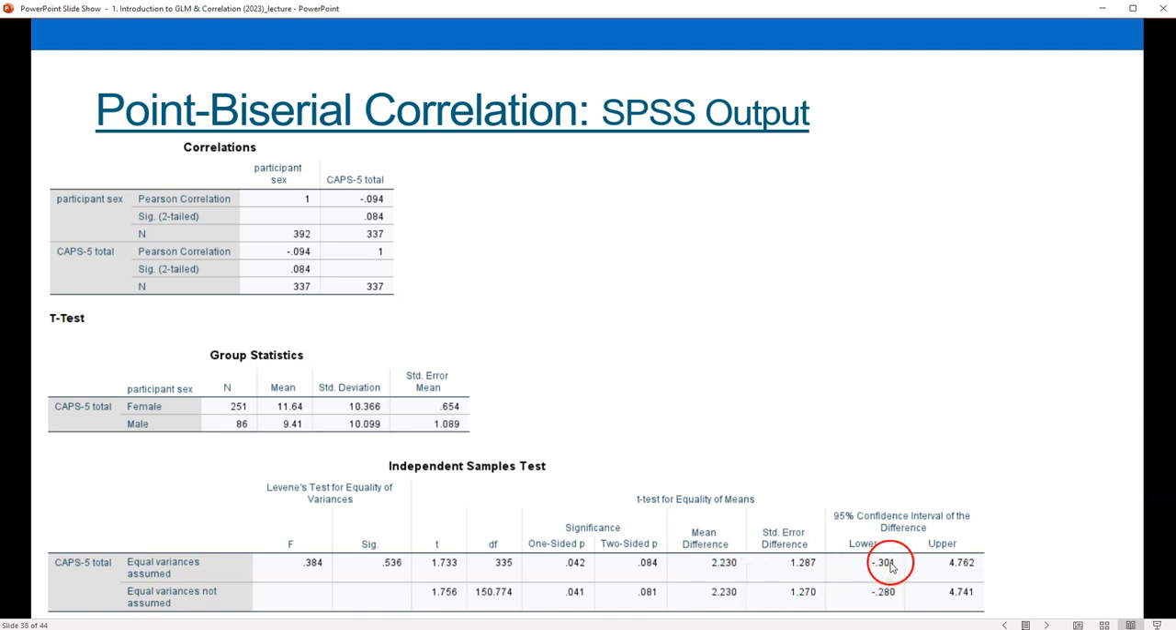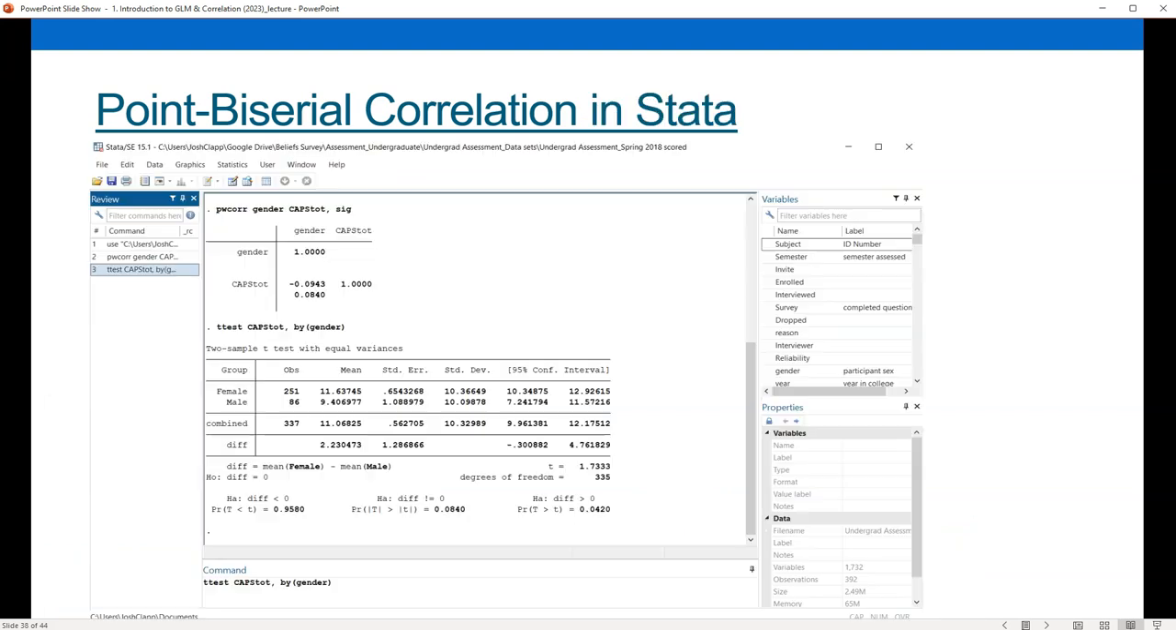2.2 points. Here's my lower bound, here's my upper bound for reasonable population values given the data, right? But mathematically, it's all the same thing. It's all capturing the same association. The only thing that differs is how you want to talk about it. Okay. Same thing in Stata. If I use my pwcorr to look at the association here, and then I run it as a t-test, again, my p-values are identical because they're mathematically, functionally identical tests.